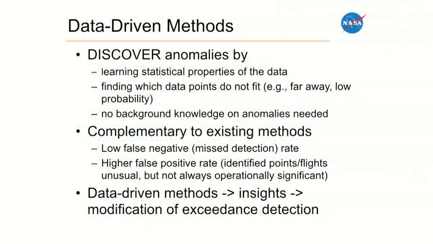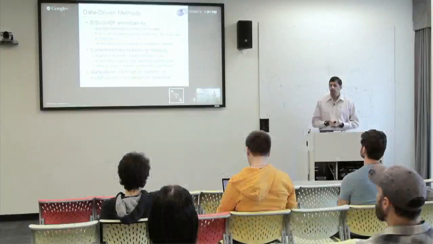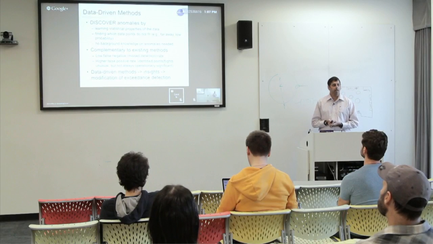So we decided to come at it from the opposite perspective of saying, let's use data-driven methods to discover anomalies just by looking at the statistical properties of the data, finding which data points do not fit. You know, they're far away in some sense, or they are of low probability in some sense, where I need to, of course, define what "some sense" means. And I'll be getting into that a little bit later.